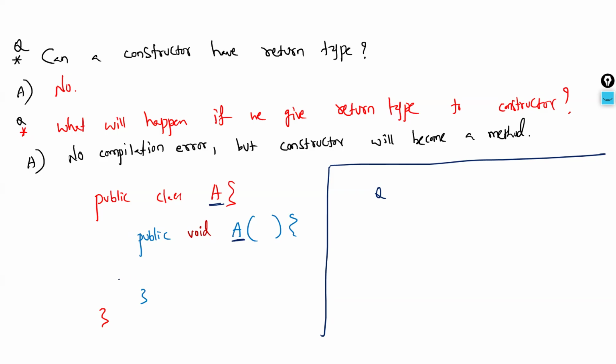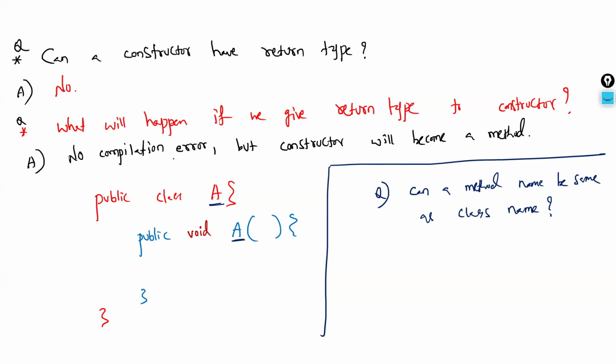Come on, respond. That's my question. The question is, can a method name be the same as a class name? Yes or no? So here we are saying no compilation error. It means it is allowed. Then it is possible. Understood. But is it recommended? No.